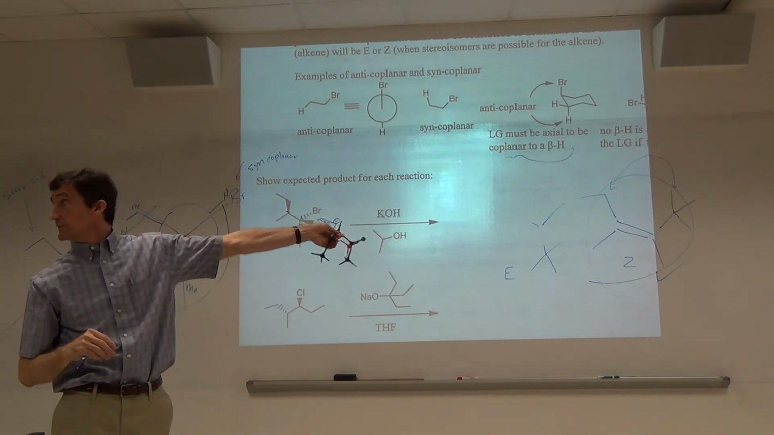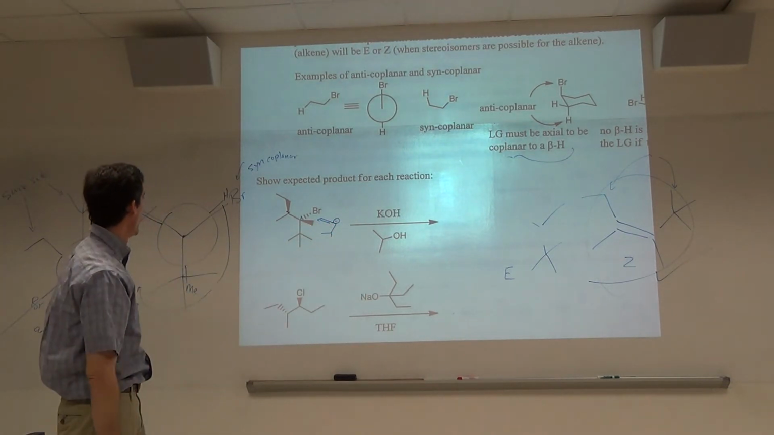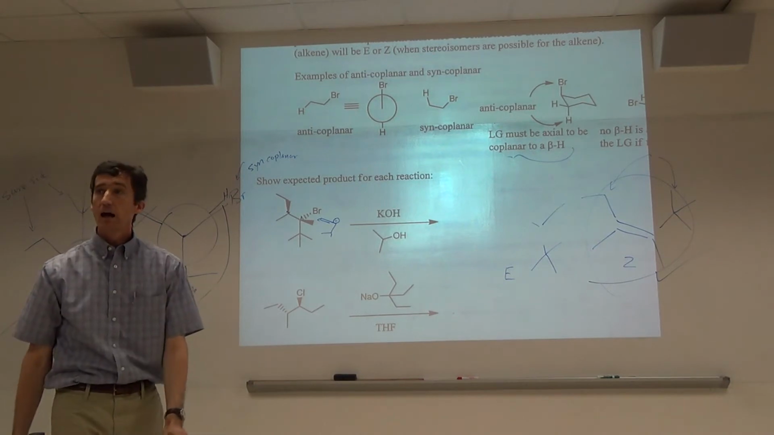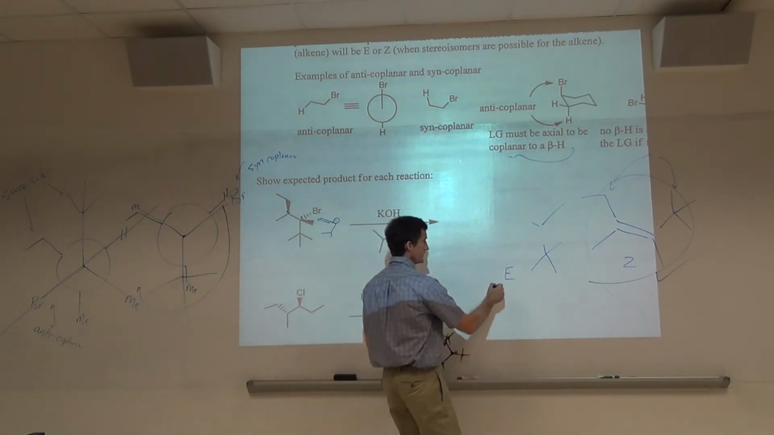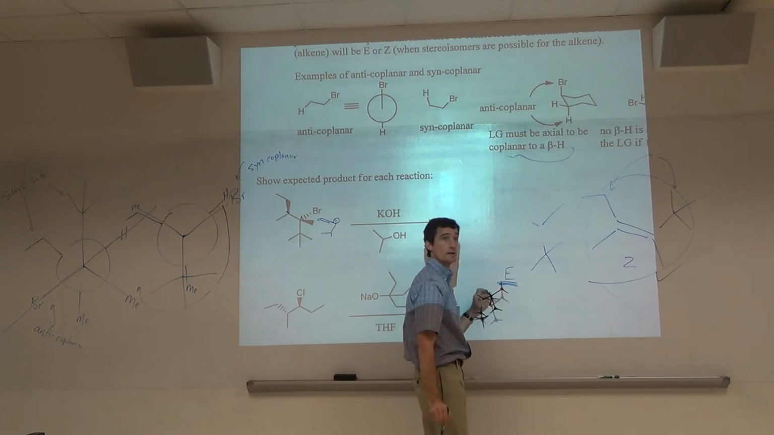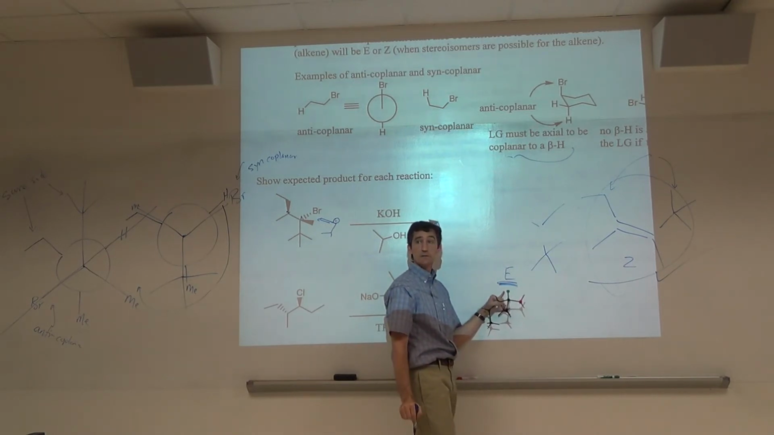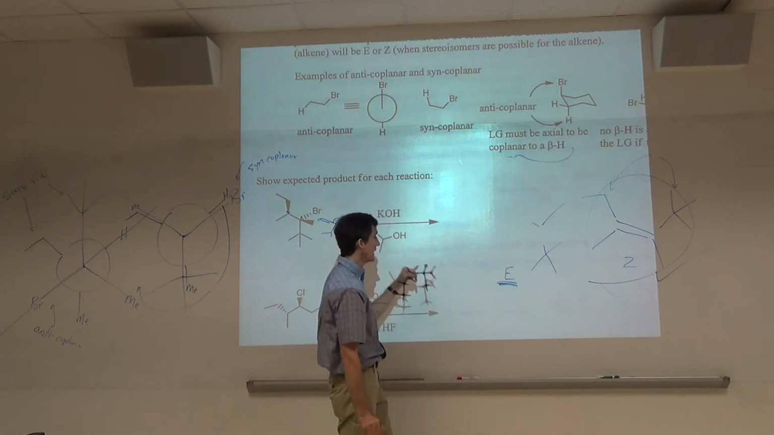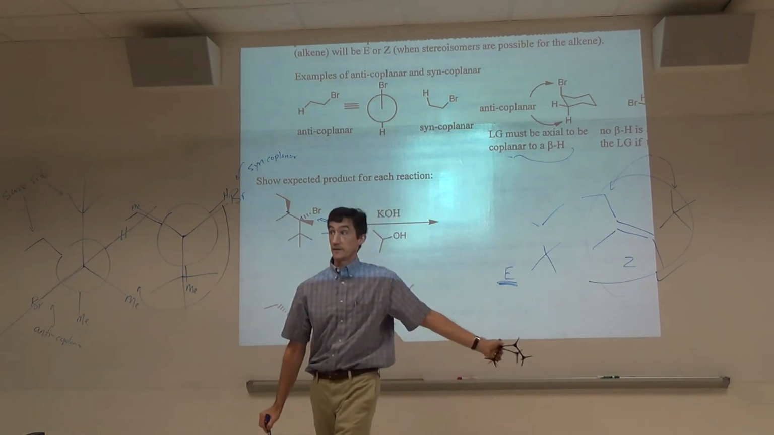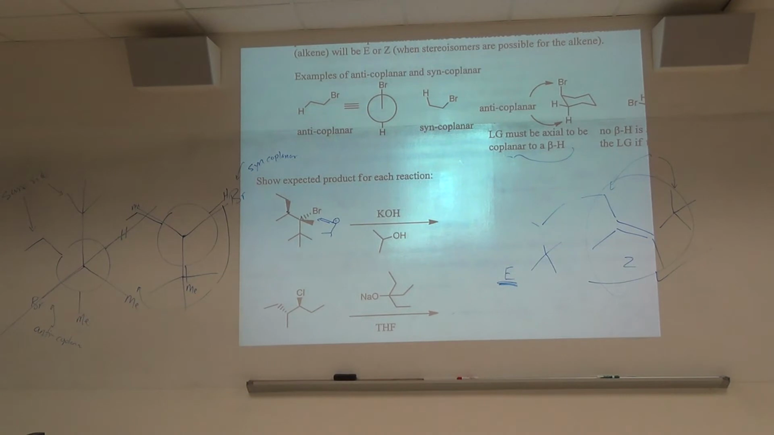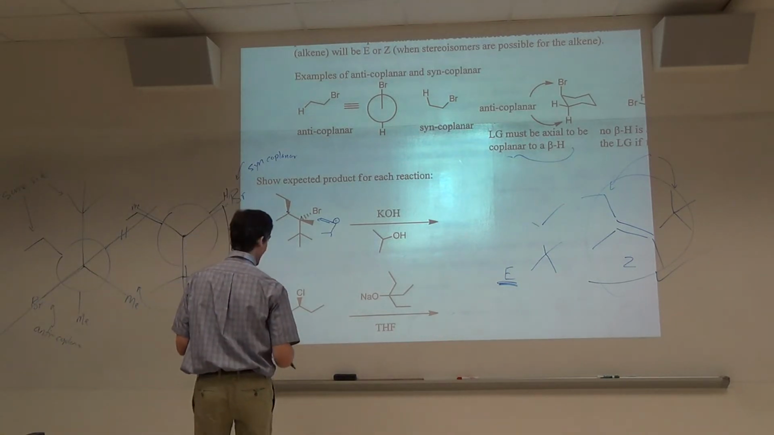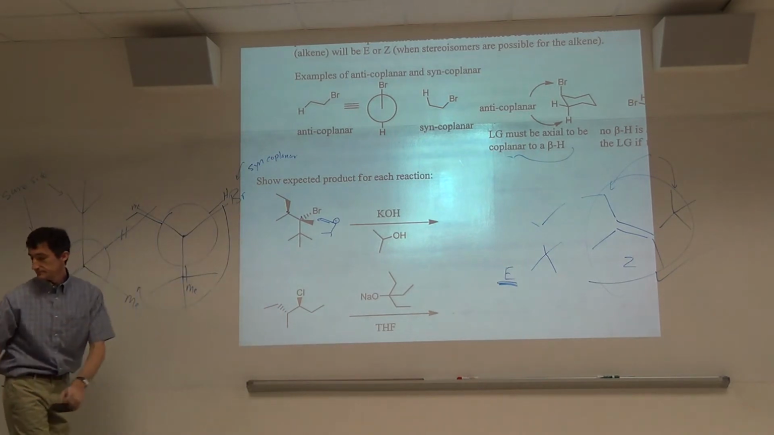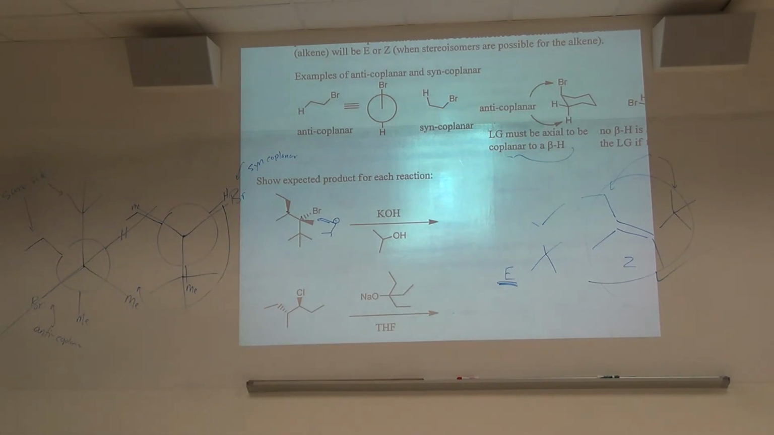So we didn't get the most stable. If you wanted to make this product, how would you make this product? What type of mechanism would you need to do? Not E2, but E1 would have given that product. And if you want E1, what type of conditions do you use? Do you use hydroxide? You need something weak. Usually just like solvent. Okay?